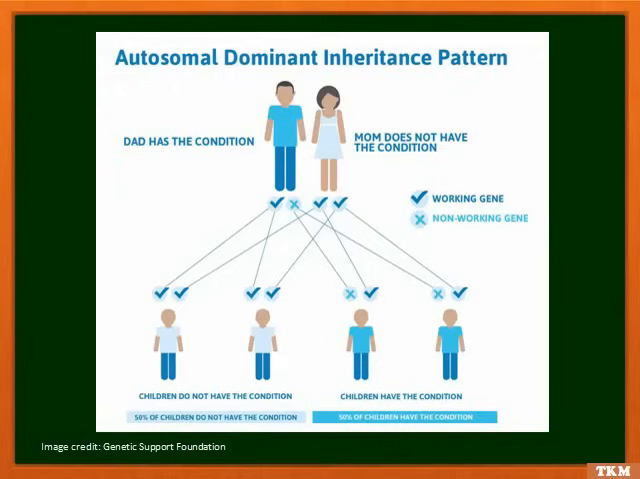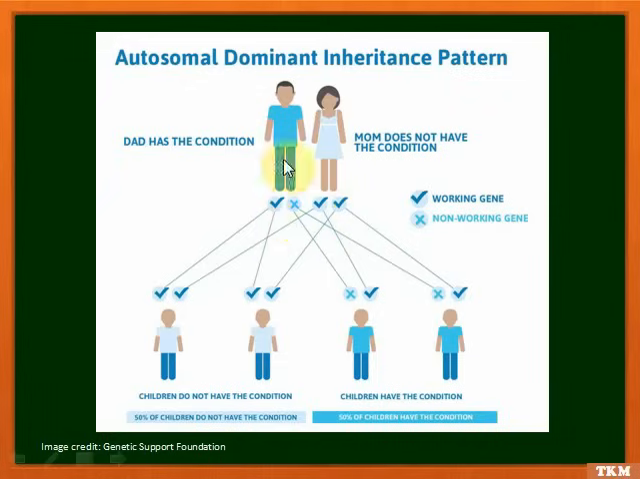Now we'll see this autosomal dominant inheritance pattern wherein the dad has the condition and mom does not have the condition. Now as we can see, dad has X and Y chromosomes and mom has two X chromosomes. But over here we are not talking about the sex chromosome. We're talking about the rest of the chromosomes apart from the X and Y chromosome. So these are the autosomal chromosomes that we are talking about. This is the reason X and Y is not in it. It can be any chromosome from chromosome number 1 to chromosome number 22.